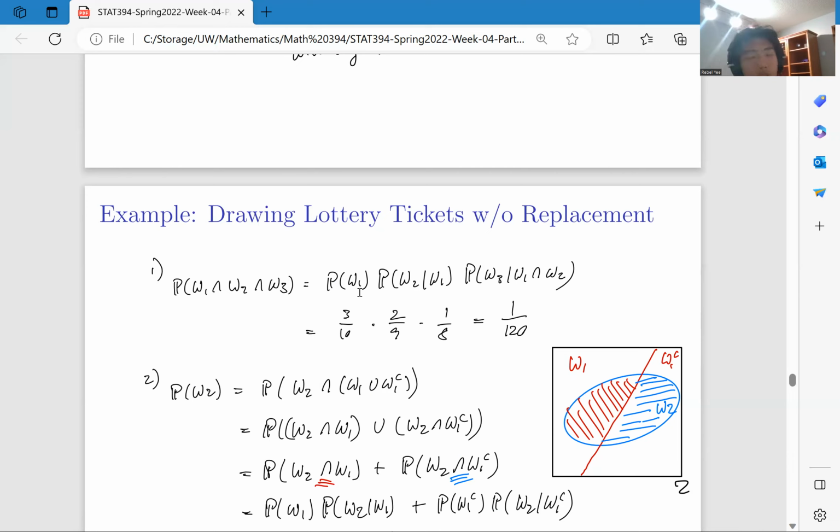What's the probability of W1? This is 3/10 because there are 3 winning tickets. Given the first one is a winning ticket, what about the second ticket? We lose 1 winning ticket and 1 ticket in total, so it's 2/9. And what is the probability that the third draw is a winning ticket given the first 2 draws are winning tickets? This is 1/8, because 2 winning tickets are gone, so only 1 remains. If we calculate this out, it is equal to 1/120.